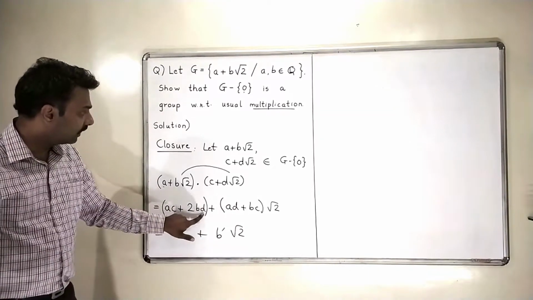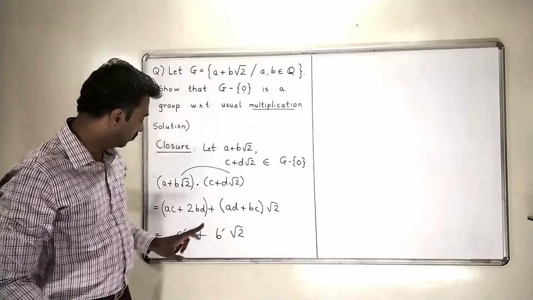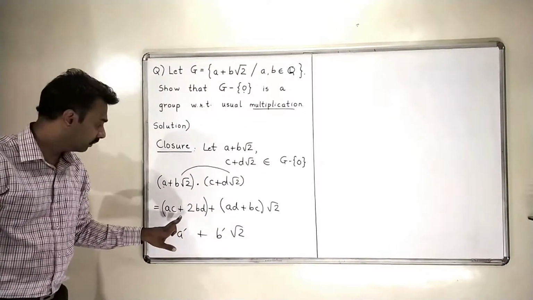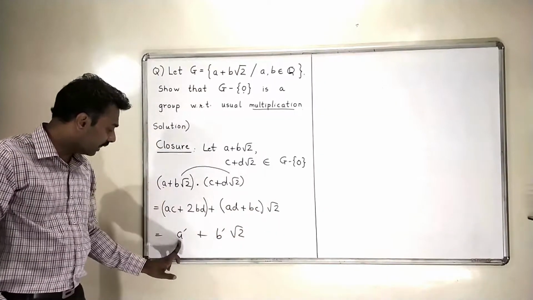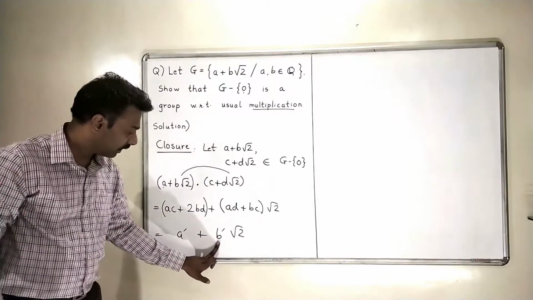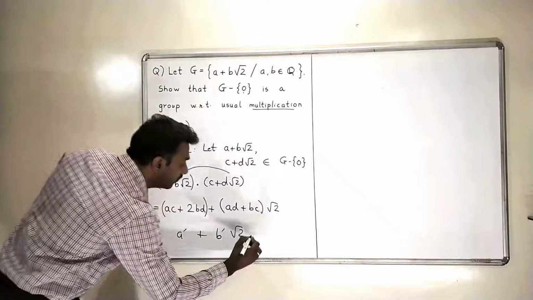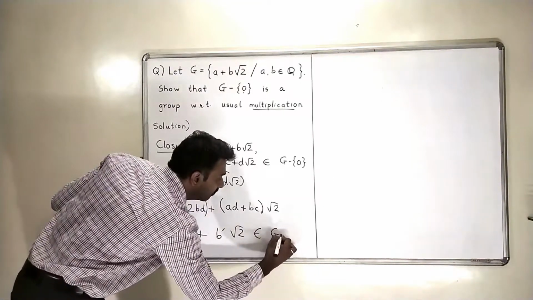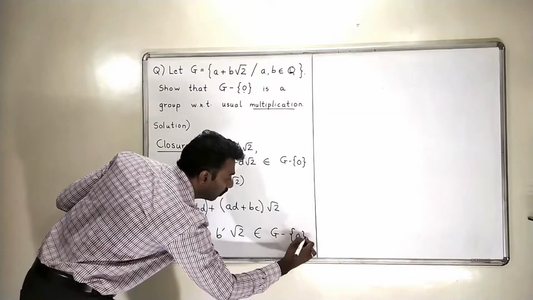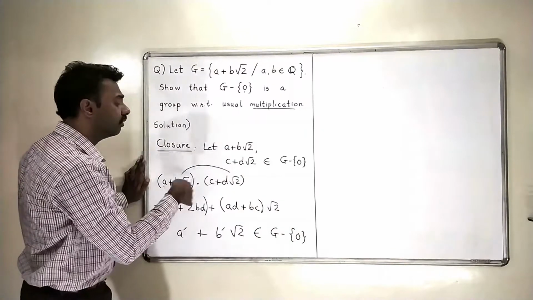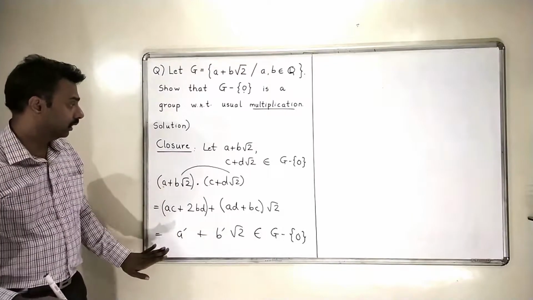a, b, c and d all are rational numbers, so ac plus 2bd is also a rational number. Similarly, ad plus bc is also a rational number. So I will get a rational number plus a rational number multiplied by root 2. So this means that this multiplication is again in the set G minus singleton 0. Why minus singleton 0? Why can this not be equal to 0? Because a, b, c, d were not equal to 0. So this product will not become equal to 0.